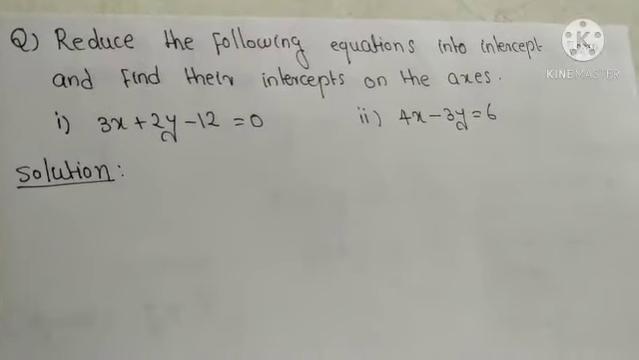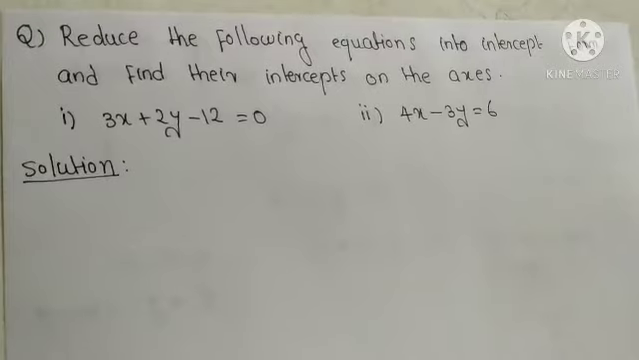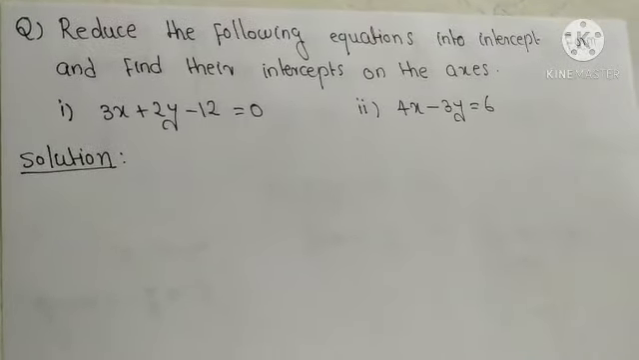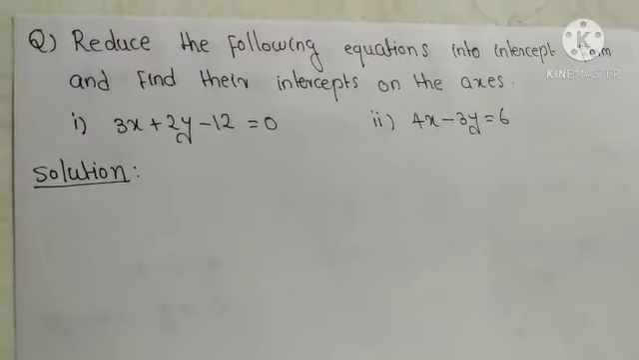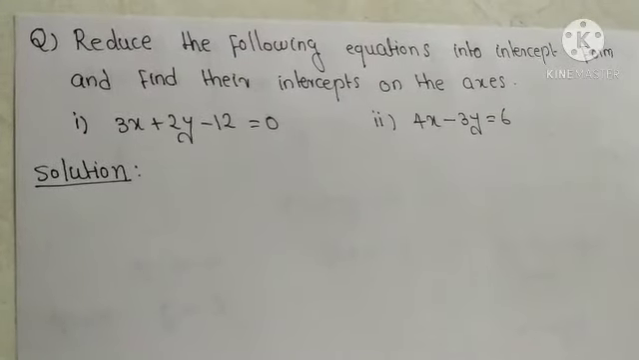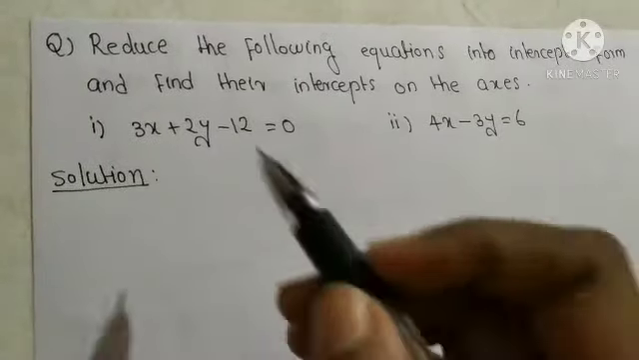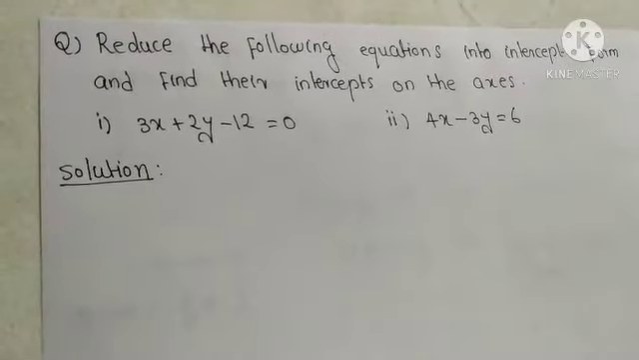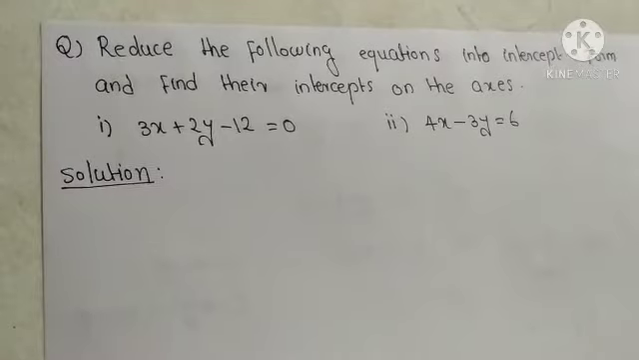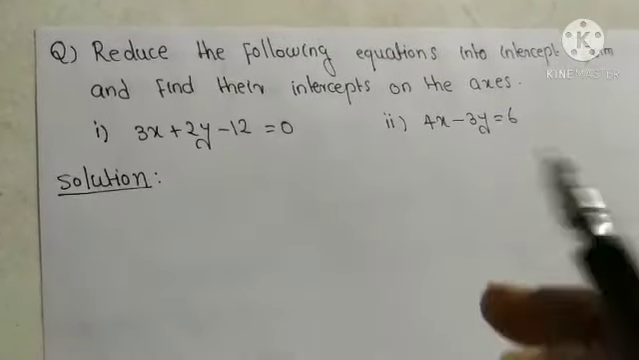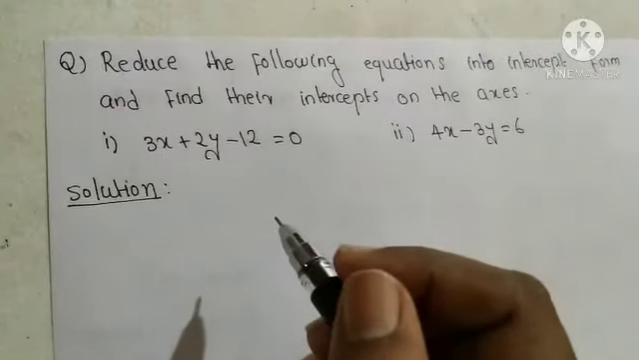This is our next question. Reduce the following equations into intercept form and find their intercepts on the axes. First part of the question is 3x plus 2y minus 12 equal to 0, and the second part of this question is 4x minus 3y equal to 6. Okay, so let's start the solution of this question.